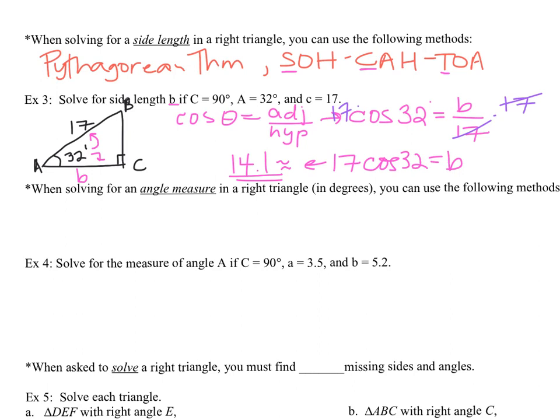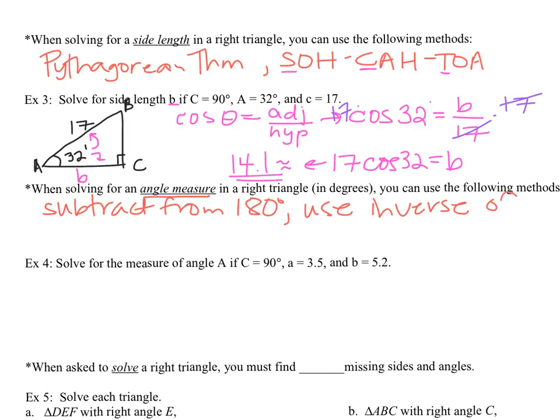When you're asked to solve for angle measure in a right triangle, you can use these methods. If you know two angles, you can always subtract from 180 to get the third missing angle. You can also use SOHCAHTOA, but in a different way. We'll use the inverse of SOHCAHTOA, and I'll show you where to find that on your calculator. And we'll use that with the following example. It says solve for the measure of angle A if C is 90 degrees, little a is 3.5, and little b is 5.2.